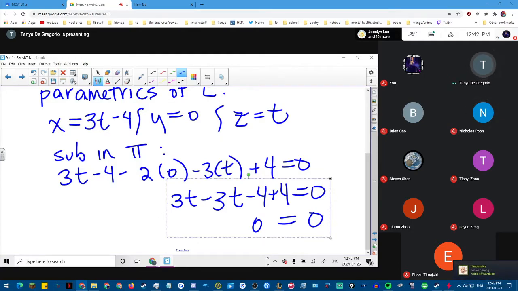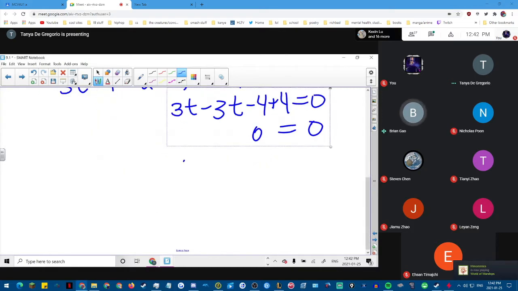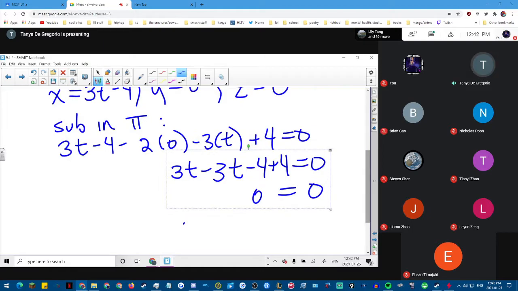Good. How do you know? How do you know it's on the same plane? Because you can sub in any value of t and it works. Exactly. This is a true statement. 0 always equals 0. So that means that any value of t will suffice, and so therefore we know that it's an infinite number of solutions.